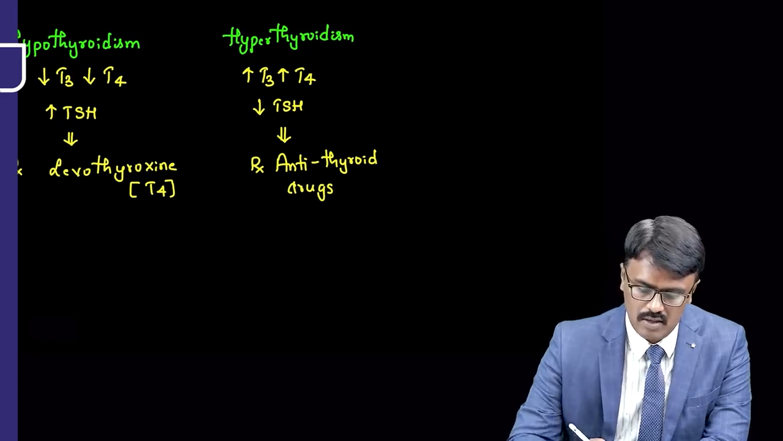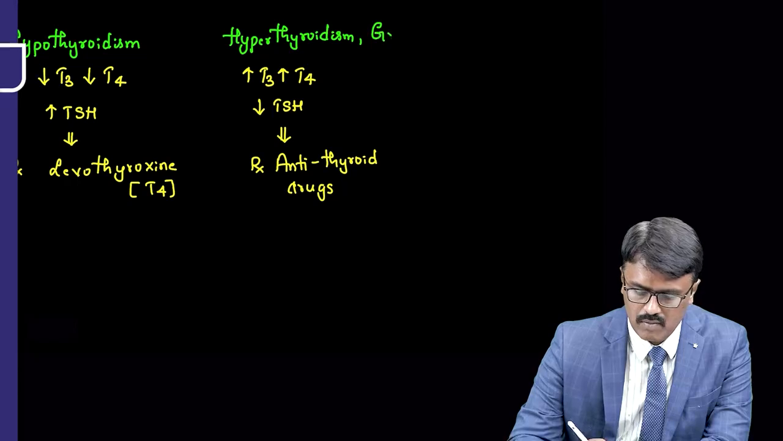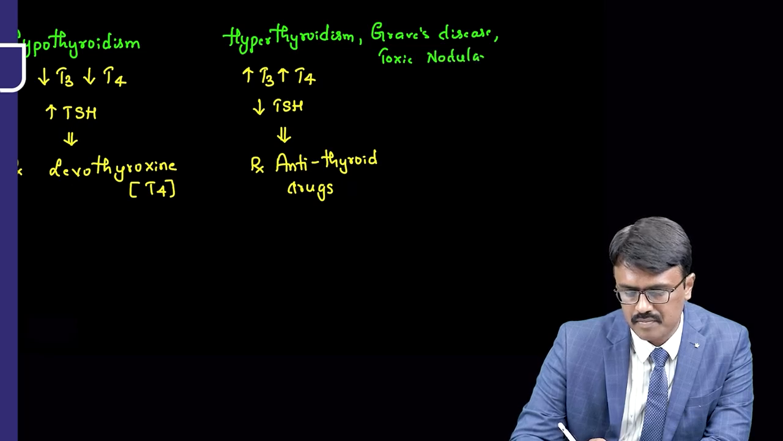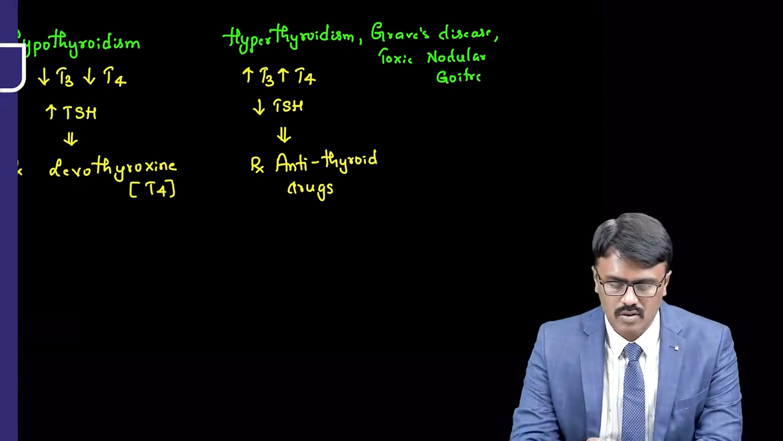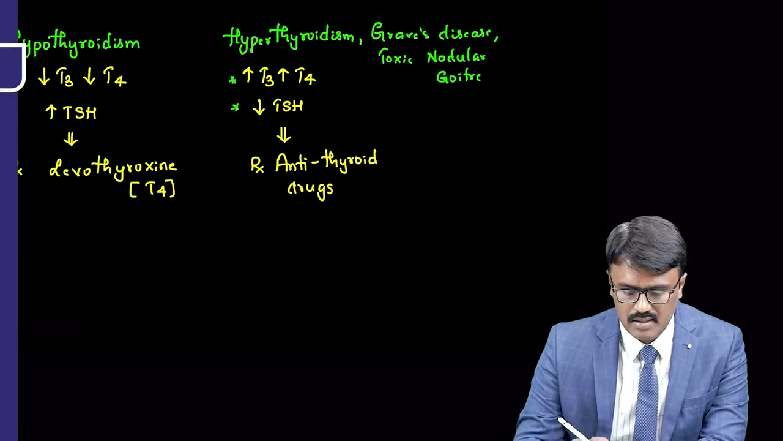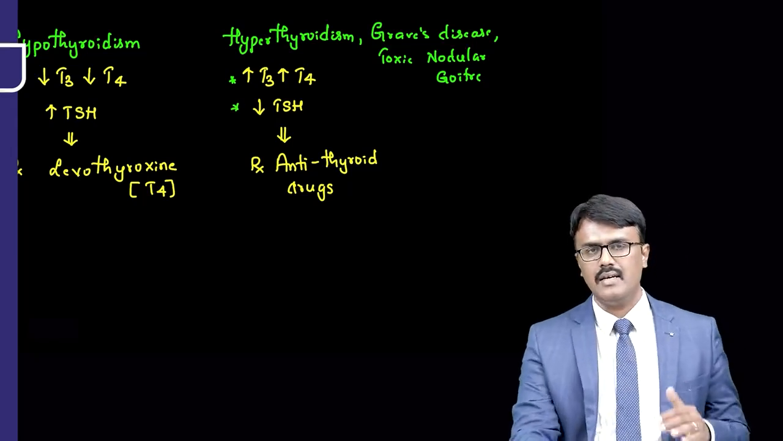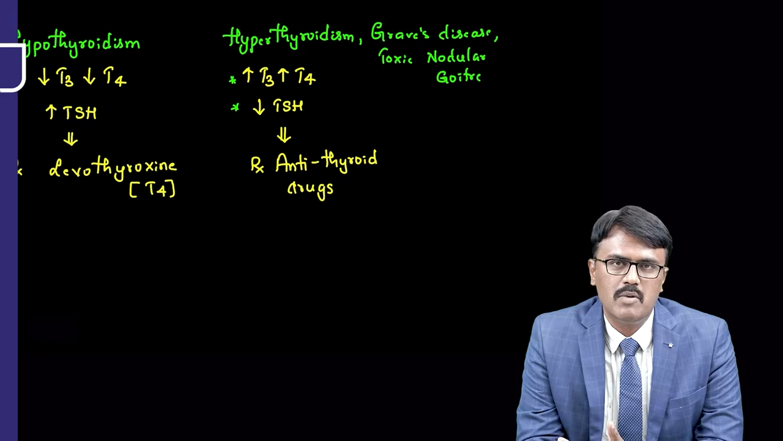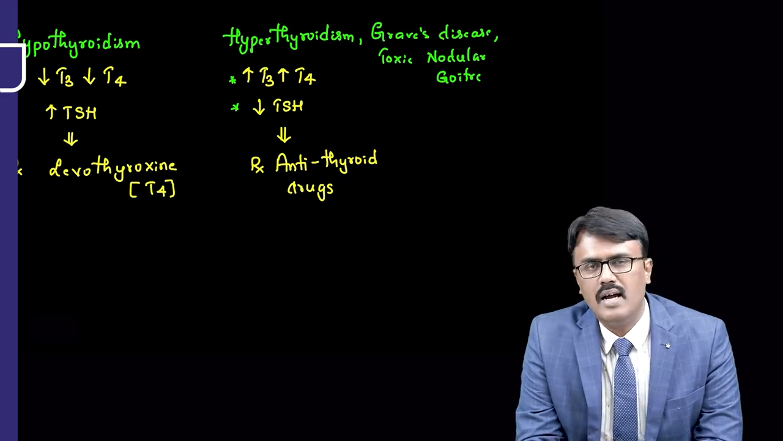Now, Graves' disease, not only Graves' disease, we can see them in one more condition, that is toxic nodular goiter. So, hyperthyroidism, Graves' disease, toxic nodular goiter, in all these conditions, we see the increase in T3, T4 and decrease in TSH, and the management is with anti-thyroid drugs. So in this video, we'll be first discussing the concept about thyroid hormones, and then we discuss anti-thyroid drugs. So first, the thyroid hormones.